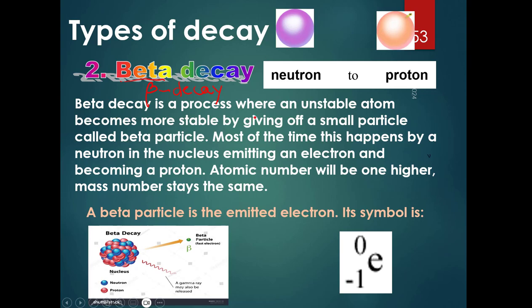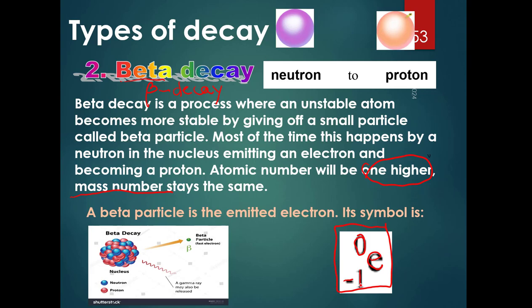So beta decay is a process where an unstable atom becomes more stable by giving off a small particle called a beta particle. Most of the time, this happens by a neutron in the nucleus emitting an electron and becoming a proton. So therefore, the atomic number is going to go up one, but the mass number is not going to change at all. So this is the symbol of the beta particle. Okay, so it's an electron, but the mass number is equal to 0 and it has one negative charge.